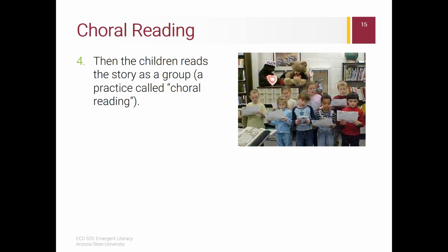Initially, all the children read it together as a group, which is a variation of choral reading. Then you could ask individual children to come up, perhaps to identify letters or to find sight words or to read a sentence that they can read. Then that book can be added to the classroom library.